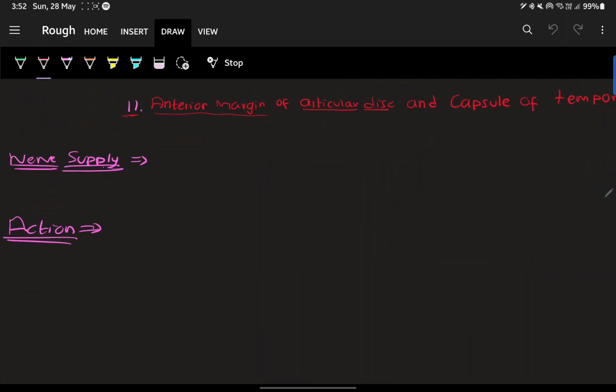Now coming to nerve supply. So now the nerve supply is from an anterior branch of mandibular nerve. Here you just need to remember that much. So anterior branch of mandibular nerve.